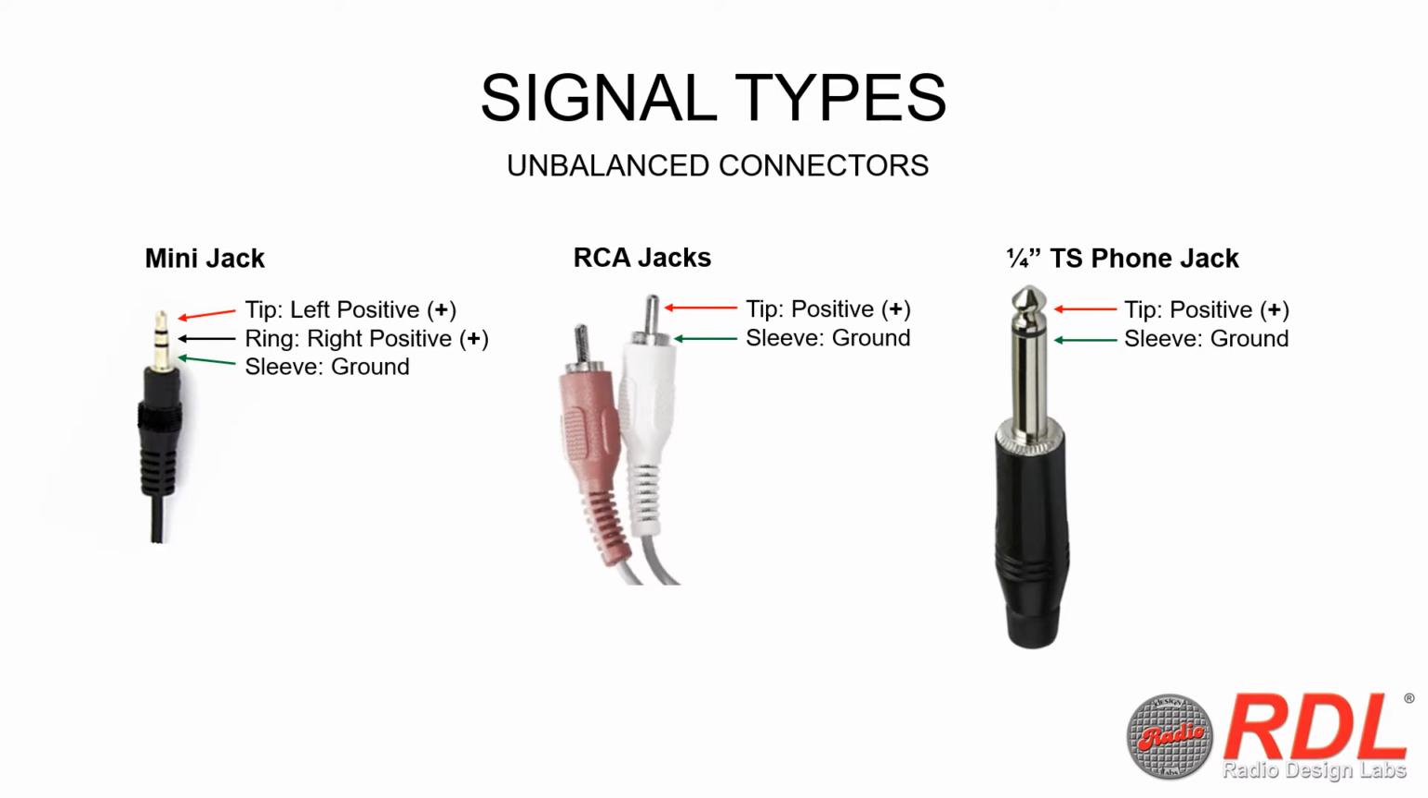Some of the more common types of unbalanced cables and connectors used today are mini jacks, also known as 3.5 millimeter or 1/8 inch jacks. This is a 3-conductor tip ring sleeve connector that provides left and right channels plus ground. RCA jacks provide mono signals only, so a pair of RCA jacks are required for stereo applications. And our third connector is 1/4 inch TS phone jacks, where the TS is an abbreviation for tip sleeve.